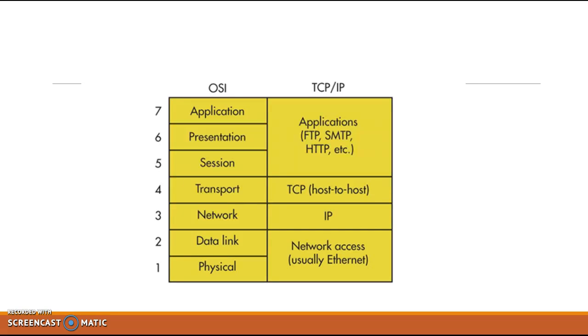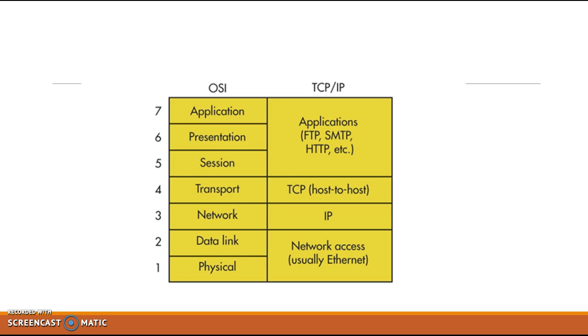Now we come to the comparison of OSI and TCP/IP. As I told you earlier, these three layers have been summed up into the application layer in TCP/IP. The transport layer has been squeezed into TCP, host-to-host communication, and the network layer is the IP. The two lower layers have been merged into the network access or physical layer, usually referred to as Ethernet. Ethernet is the wired or wireless area in which the data is communicated.